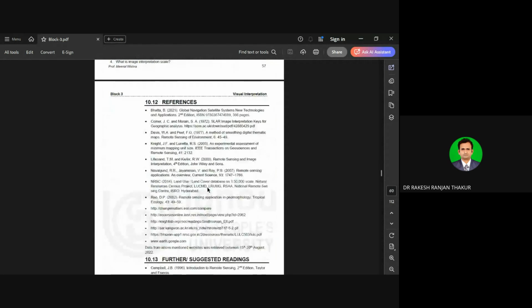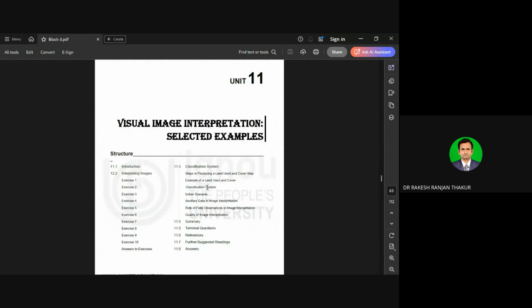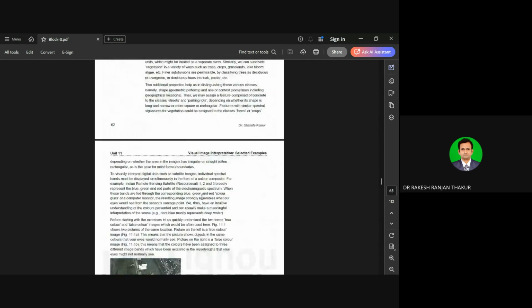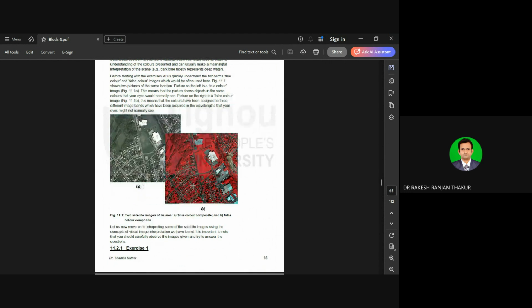Just a second, in your important topics we are going to again have some examples of visual image interpretation, selected examples. This topic has a lot of examples. Here, as I think Bina was telling that he has used some Google Earth and all, so you can see this is very important, right?